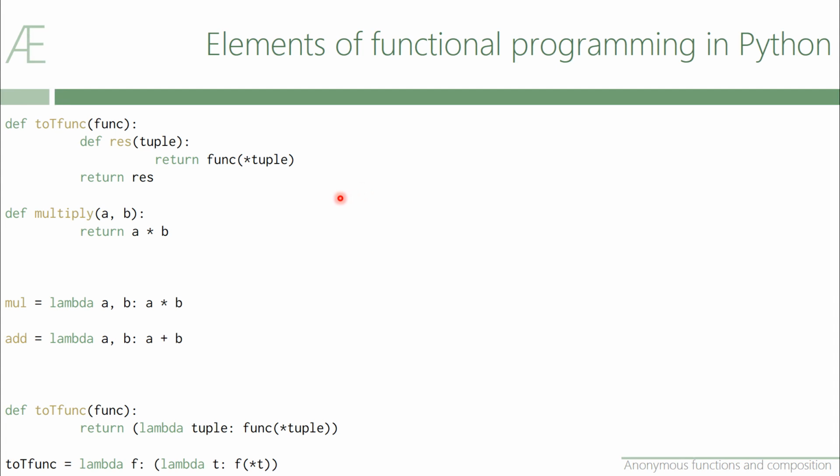To avoid writing def explicitly, we may use the anonymous function syntax. To create a function in this manner, we use the lambda keyword. Enumerate through comma all the parameters, then write the expression that is the body of the function after the colon symbol. For example, we could define the multiply and add function like that. Or we could avoid creating a redundant function in the toTfunc body like that.